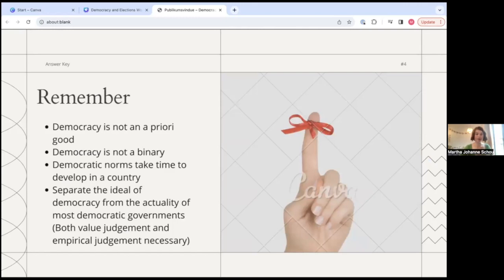To wrap up, I have a little list of things to remember when you're debating democracies and elections. Firstly, remember that in international debate, democracy is not an a priori good. I learned that lesson the hard way when I first started debating, that you can't just go, but this is democracy and we'd much rather have that.